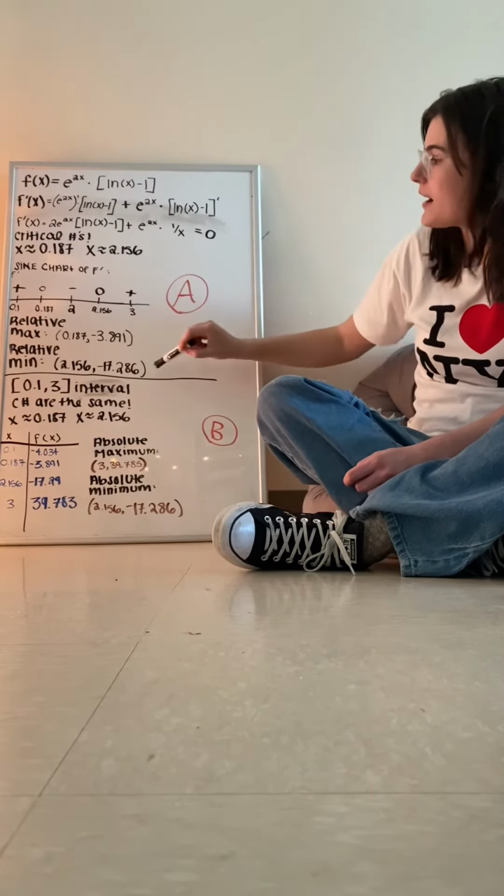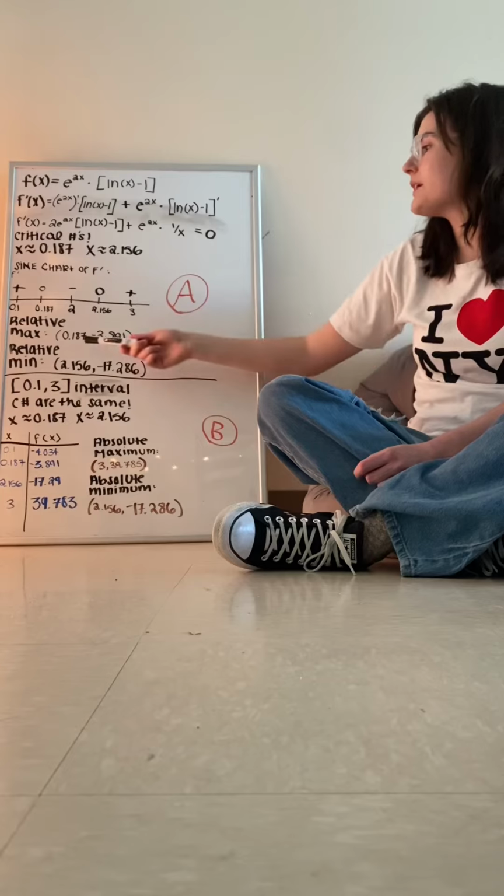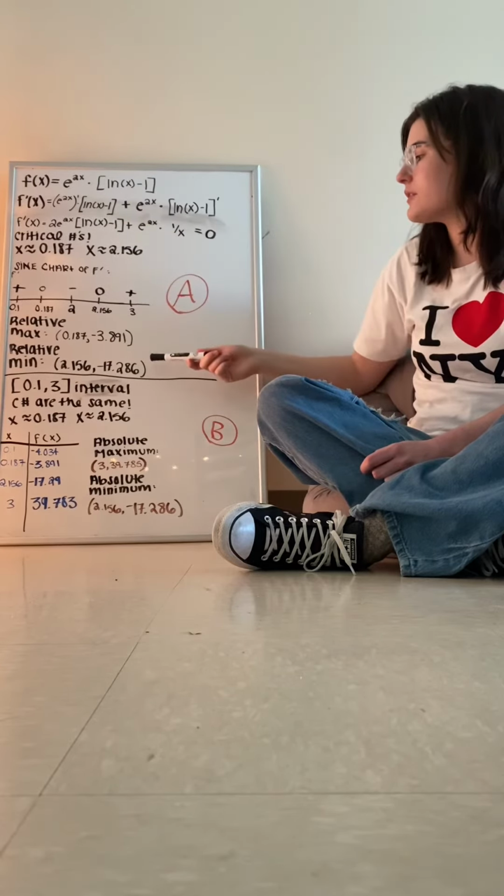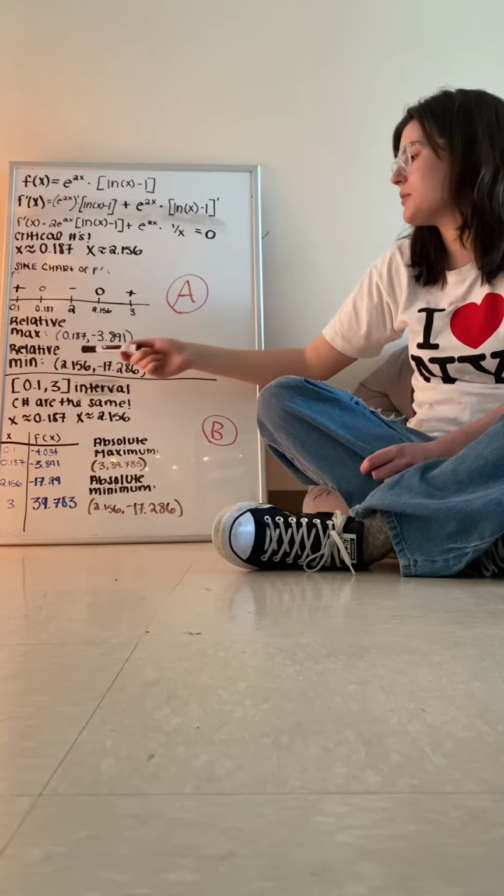and then you get these values for your relative max and minimum because you can plug in both x values into the original equation to get the y values, and then that is your relative max and that is your relative minimum.